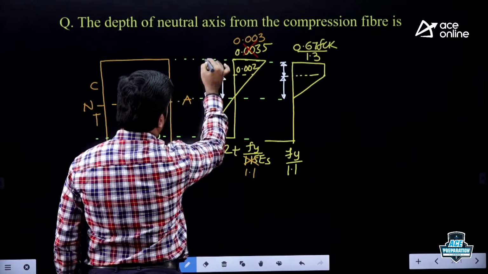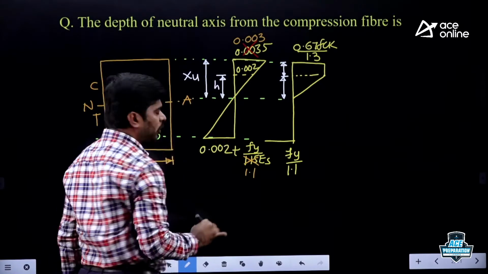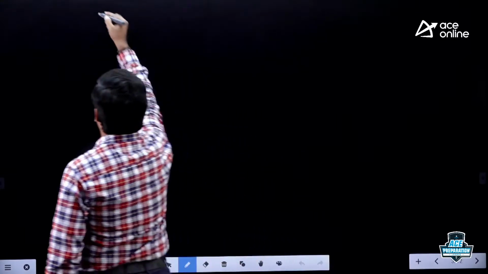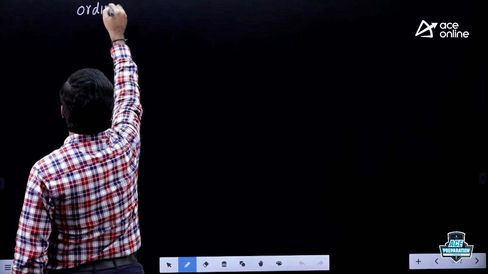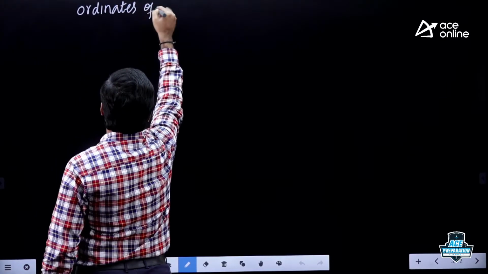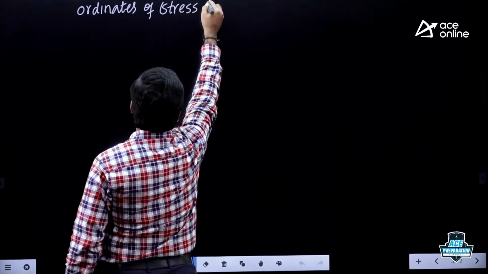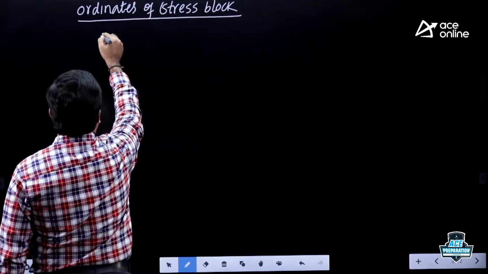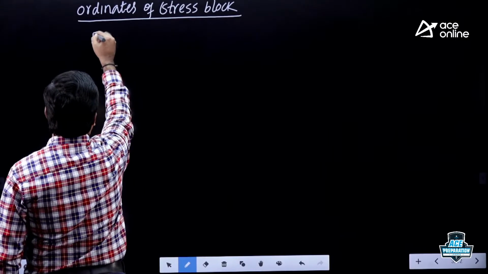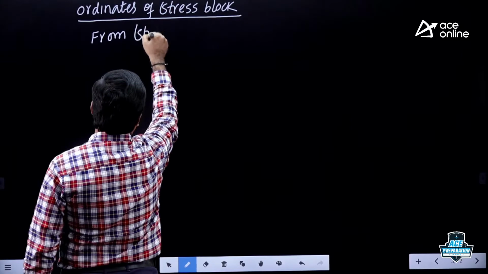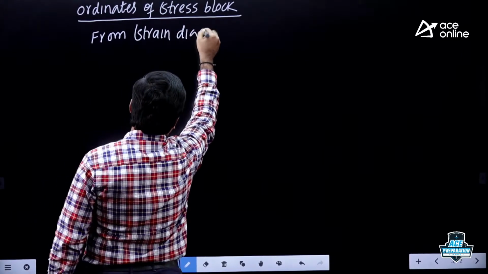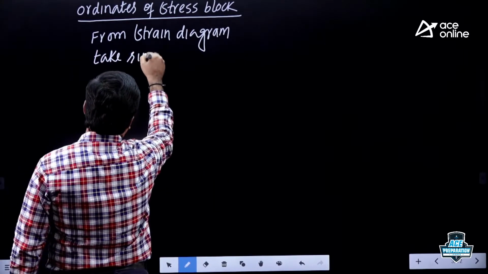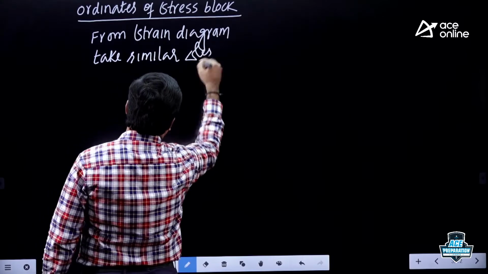Say this height is x. Okay. Now from the strain diagram take similar triangles. We want the ordinates of the stress block. See my dear, from the strain diagram take similar triangles.